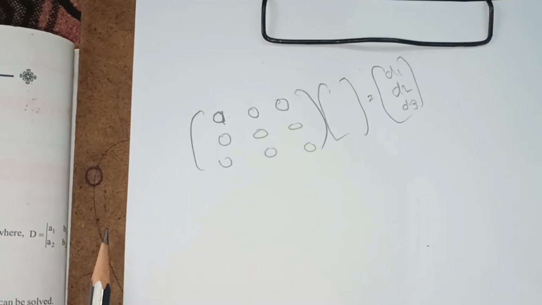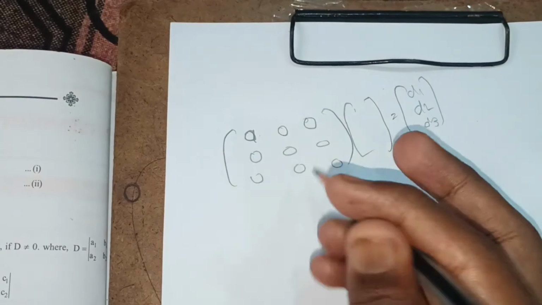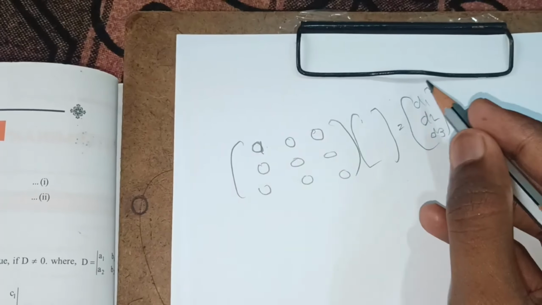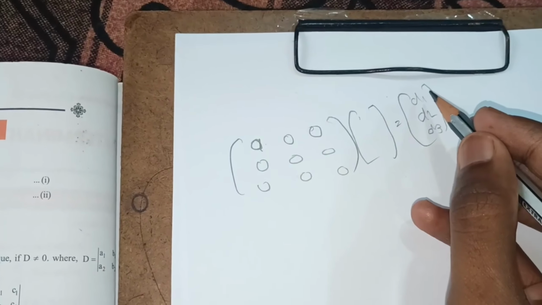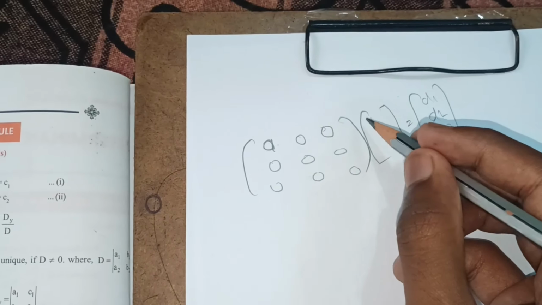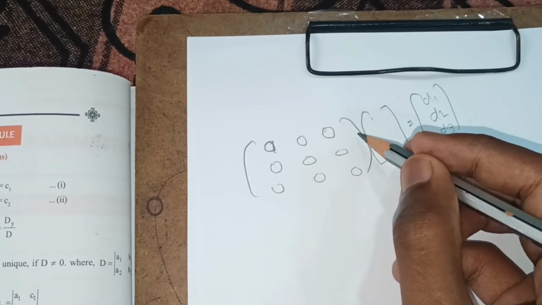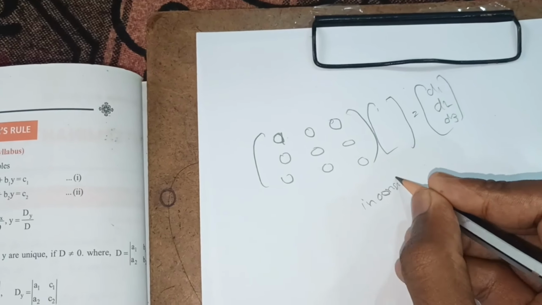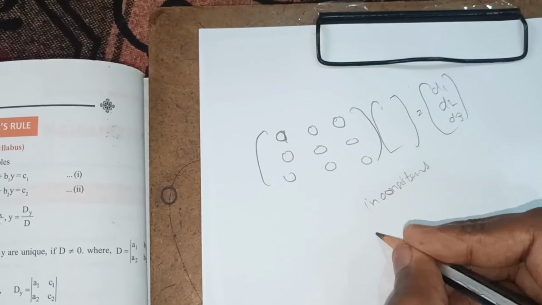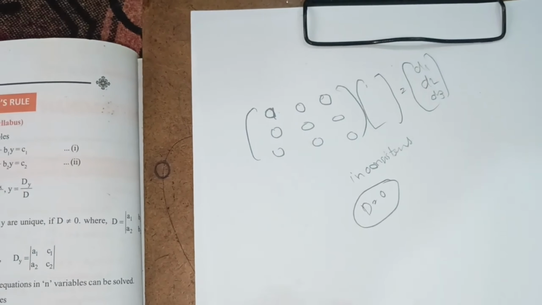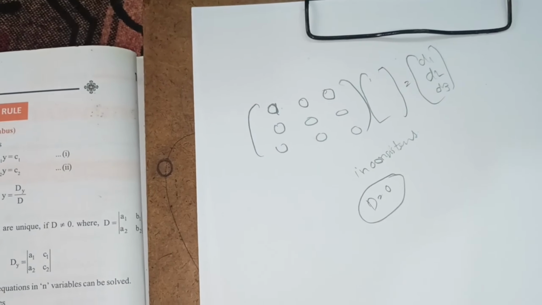So here, what does consistency mean? Consistency means that this value must be equal to this value. For any other d1, d2 and d3 values, this multiplication must not be equal to this. So it is said to be consistent when d equals 0 here. Next, for the first one, d not equal to 0.